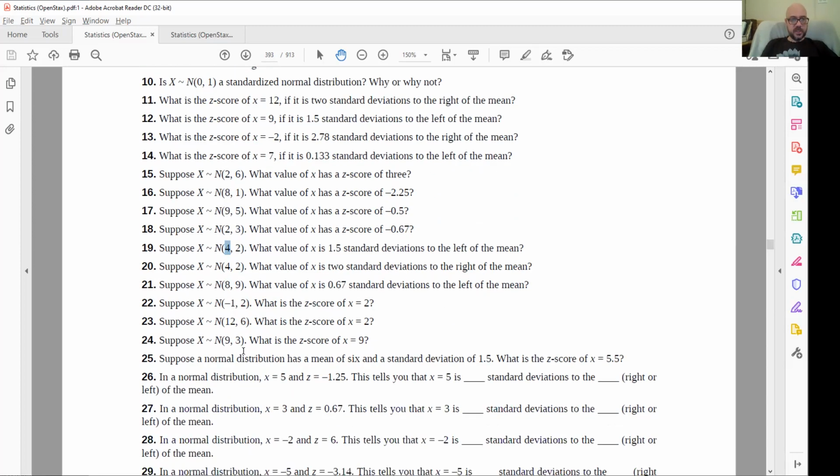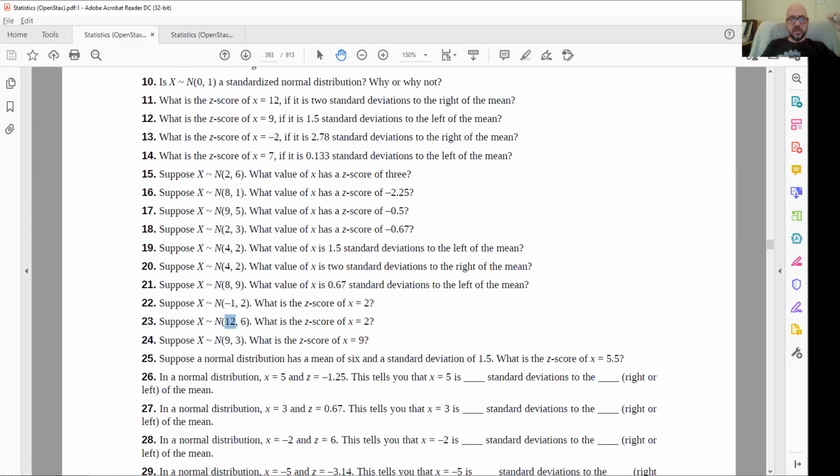And the last problem in this section is 23. X is approximately normal with a mean of 12 and a standard deviation of 6. What is the z-score of x equals 2? The way you want to think of this is that 2 is 10 units below the mean of 12. And 1 standard deviation is 6, so we are 10 over 6 standard deviations below the mean.